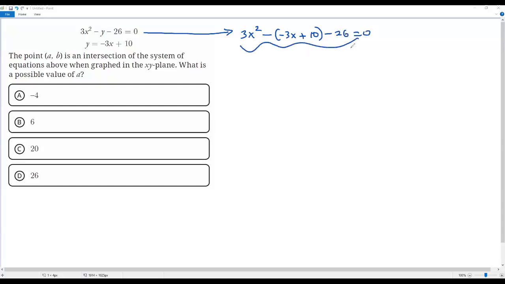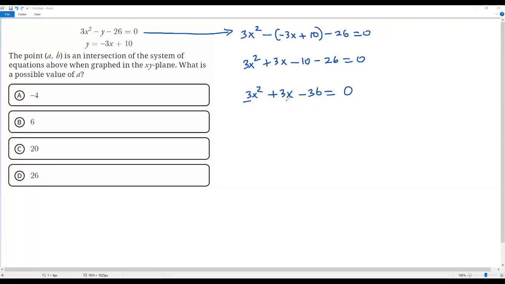Now we have a quadratic equation only in the variable x. We can solve for x easily once we write this equation in standard form, which is ax squared plus bx plus c equals 0. Let's simplify the given quadratic equation. We have 3x squared, and we distribute this negative sign to negative 3x and positive 10. I'll be getting positive 3x, negative 10, negative 26 equals 0. So I'm getting 3x squared plus 3x, and when I combine negative 10 and negative 26, I get negative 36 equals 0.